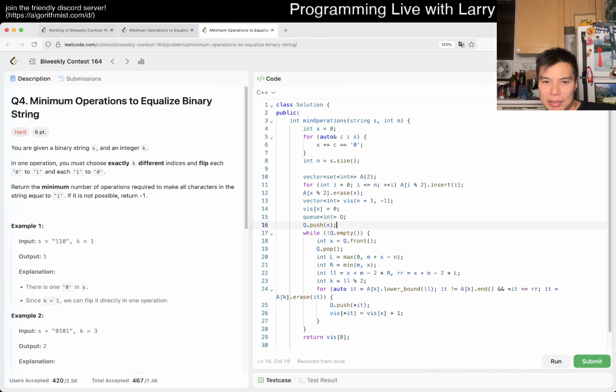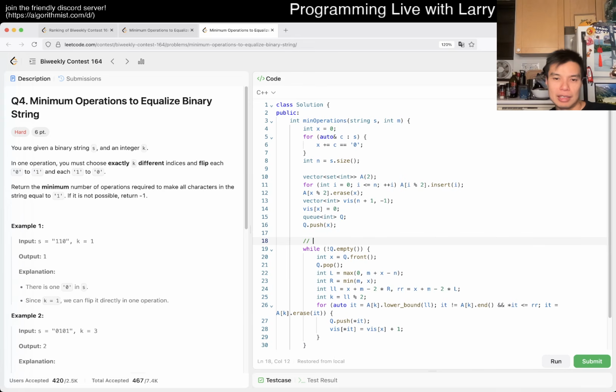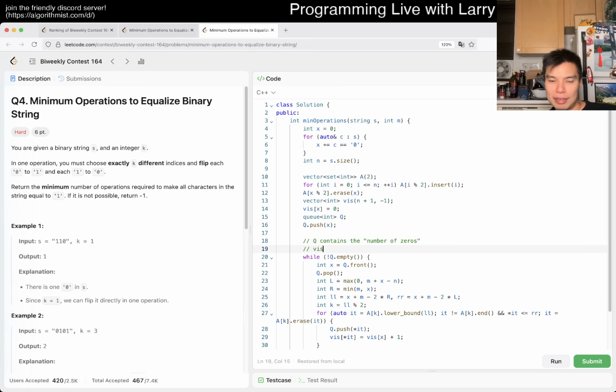I mean, I got most of this. So this is zeros, right? This is how I learn code, if you're curious. But I also spend a lot of time, as you know, studying my own code, so that gives the reference, right? So Q contains the number of zeros, right? And visit of x is equal to distance at x, the number of zeros.